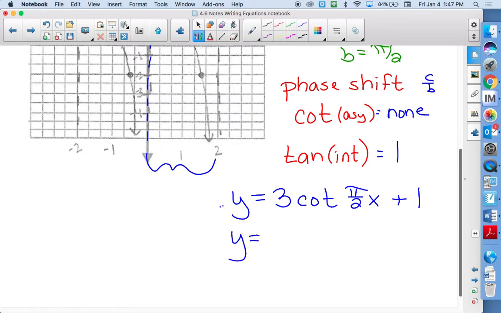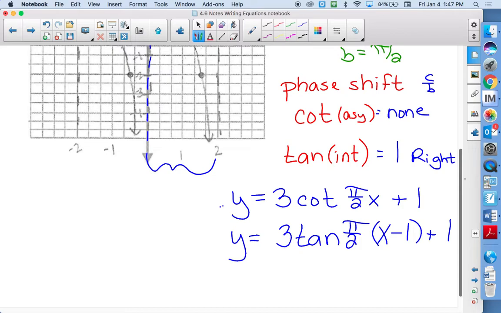And then we're going to write one for tangent. So we still have a 3. We're changing it to a tangent function. Pi over 2 is the same as well. But there is a phase shift because it's shifting 1 right. So that means inside we would have x minus 1. It's moving to the right. So x minus 1 goes inside. And then there's a plus 1 outside.